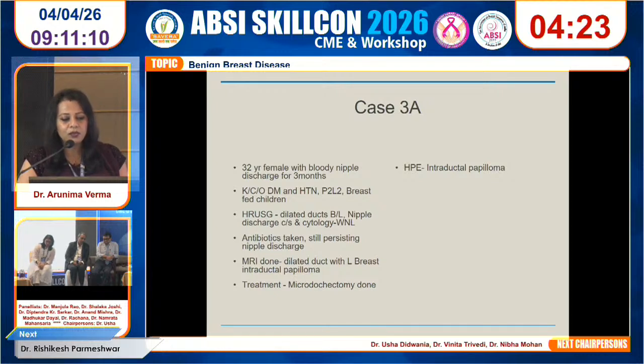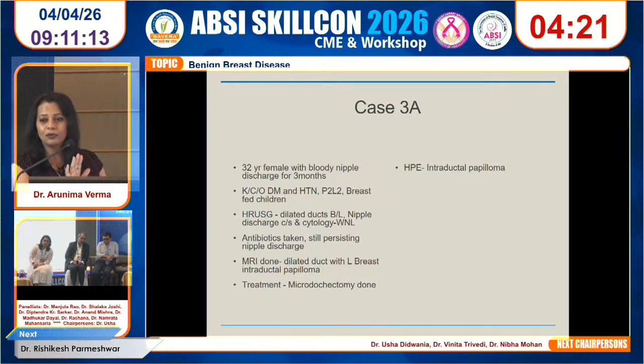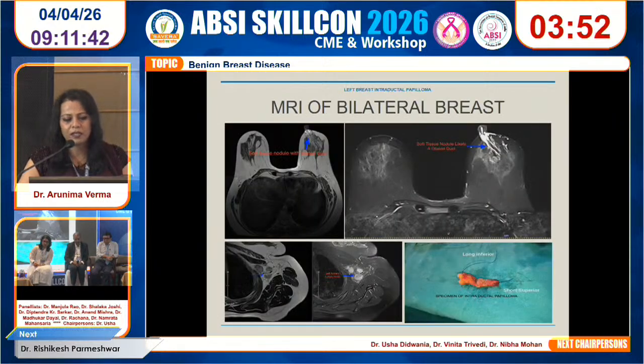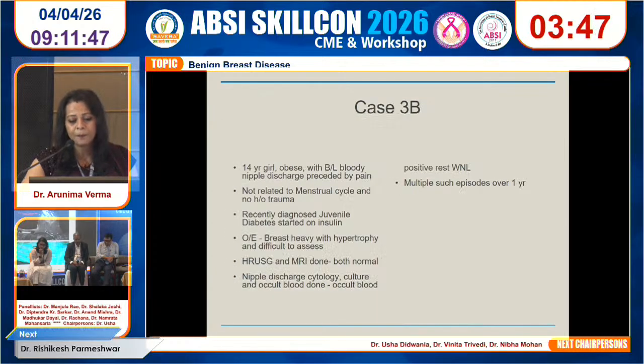So with this I come to the third case, and I don't think I'll be able to go beyond this because we are running short of time, but I would just present a few cases very quickly to have this opinion. 32-year female with bloody nipple discharge, known case of diabetes, hypertension, ultrasound showing dilated ducts, nipple discharge culture and cytology within normal limits, antibiotics taken, no remission. So MRI done which showed a dilated duct with left intraductal papilloma, microdochectomy done, and it showed intraductal papilloma. So this was a very straightforward case, and in MRI you can see the soft tissue nodule and the excised microdochectomy specimen.